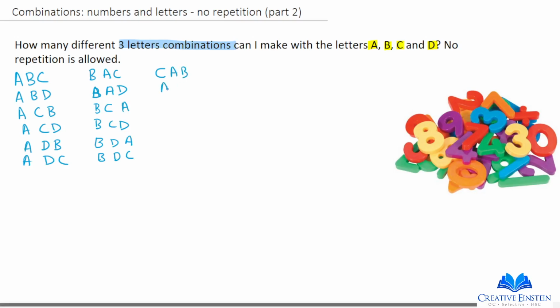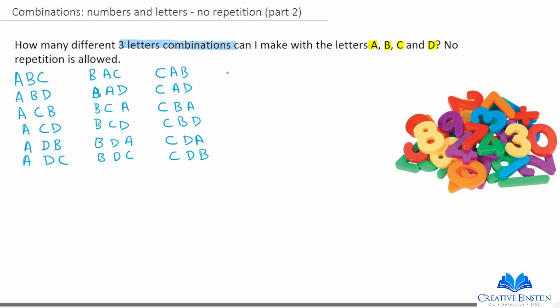Now we'll do C. CAB, CAD. Whoops, sorry. I said the right thing, but I read the wrong thing. And that's it for CA, so now I'm going to do CB. CBA, CBD. That's it for CB. So the next one is CD, CDA, CDB. And that's it for my C's.